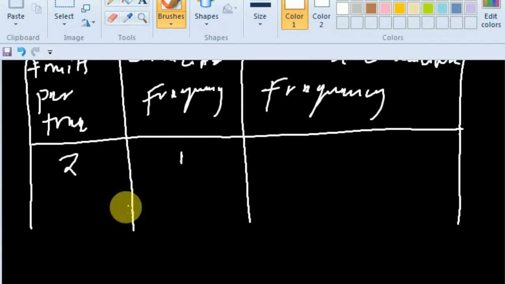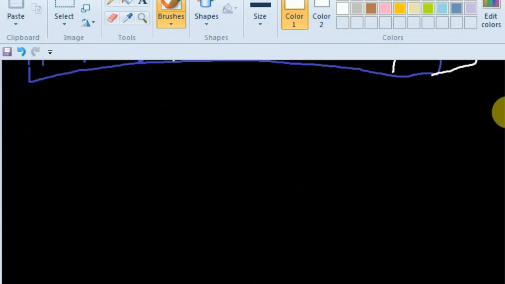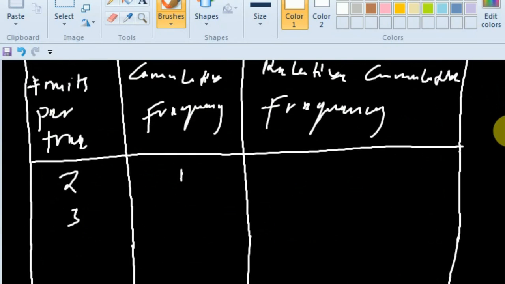Then we also have 3. The frequency of 3 is 5. So to find the cumulative frequency, we're going to say 1 plus 5, and that's 6. Then I have 4 here. The frequency of 4 is 4. So 4 plus 6, that's going to be 10. So let us complete this table.